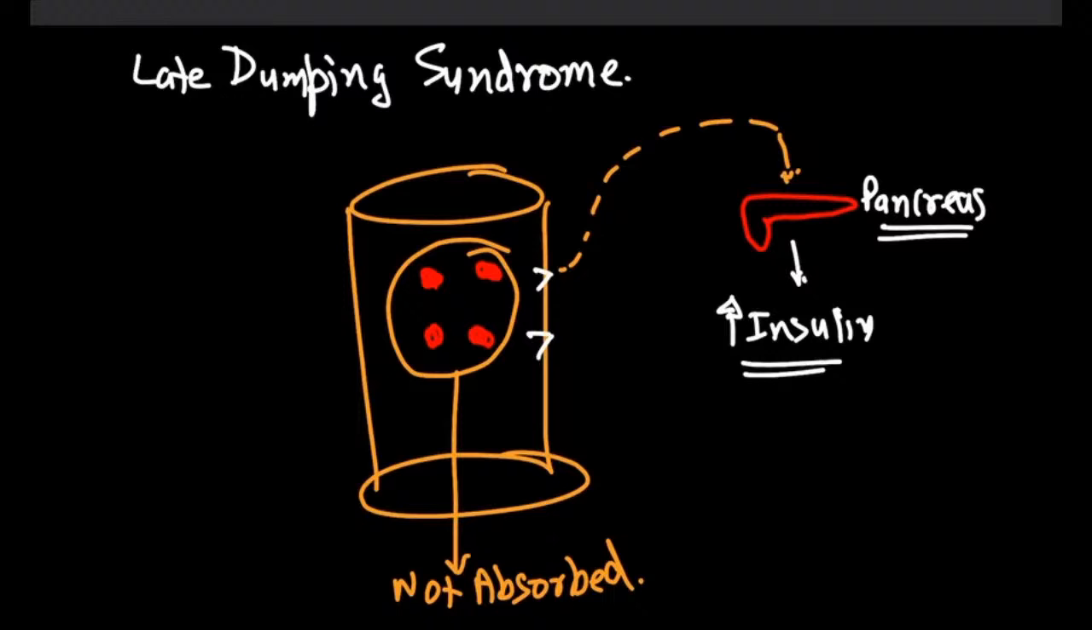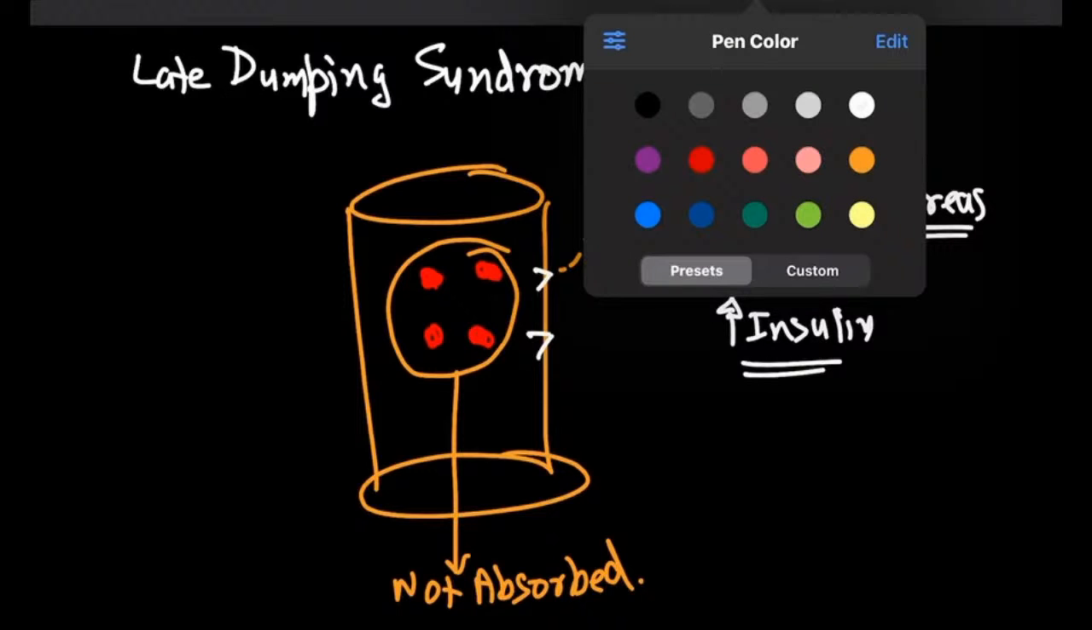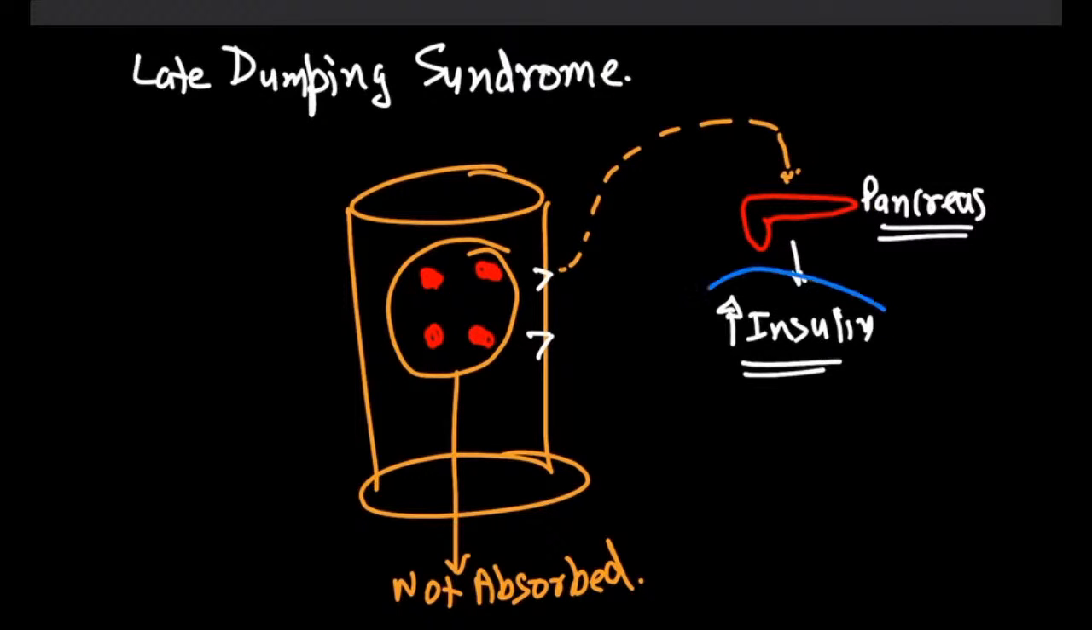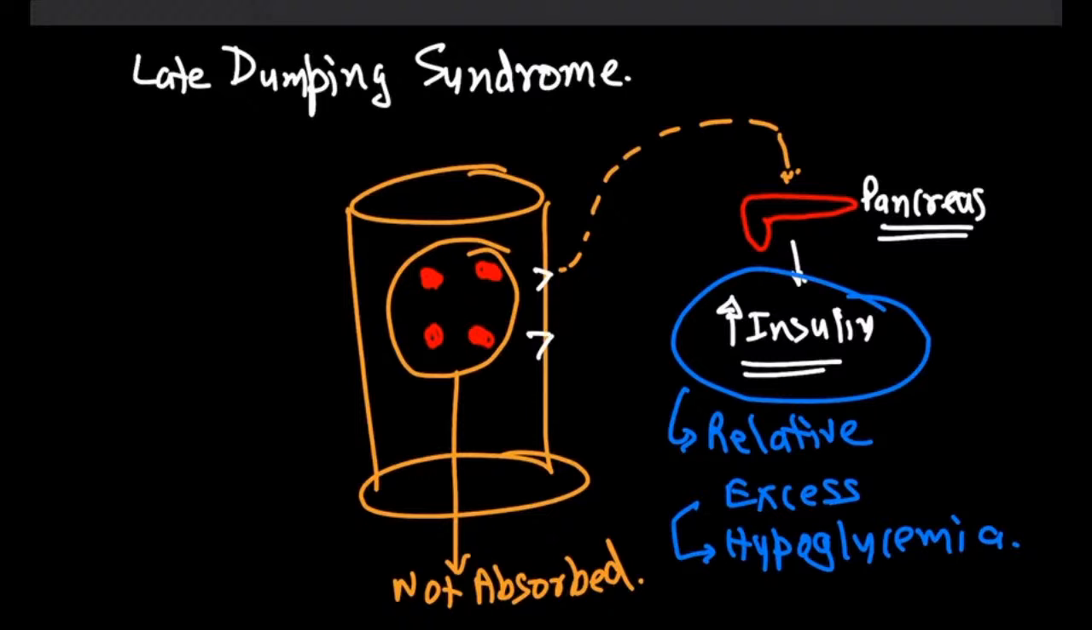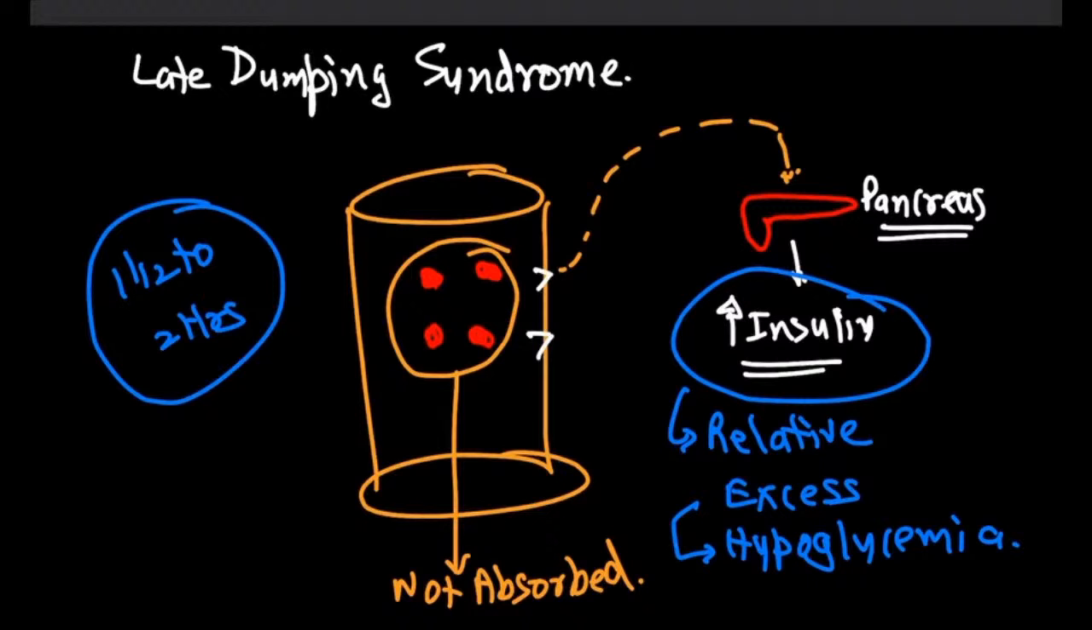So because of this, there is a relative excess of insulin, and because of this, we land up into hypoglycemia. So I hope you get this particular stuff. It takes around, let's say, 1.5 to 2 hours after the food is ingested for this to happen. So yeah, this is the mechanism of late dumping syndrome.